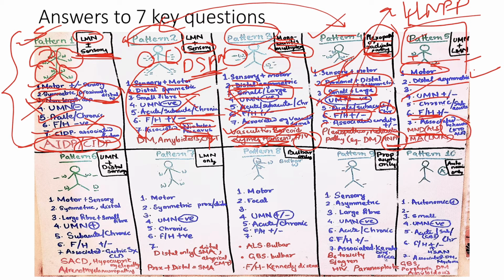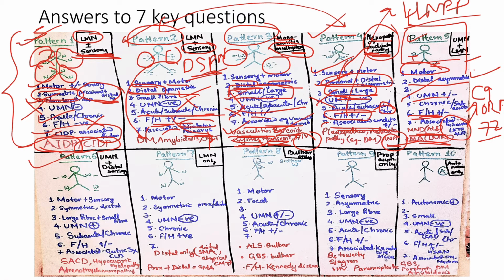Associated behavioral changes may be seen in FTD-ALS, which is actually associated with a mutation present on chromosome number 9, known as open reading frame 72, C9ORF72, which is associated with behavioral changes and FTD-ALS. In ALS, the most common genetic mutation you'll get is SOD, superoxide dismutase. PMA has only LMN findings. You do not get any UMN findings.